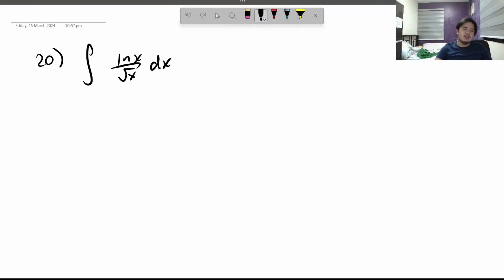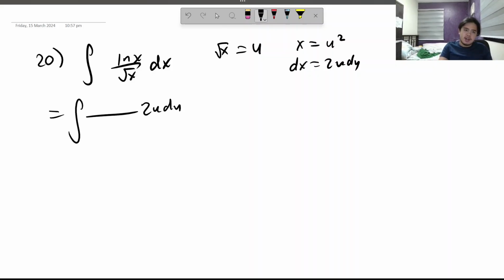So why not get it out by substituting that as u. Square root of x is equal to u. We want to isolate x here, so x equals u squared. Why? Because if you take the derivative, this becomes dx equals 2u du. So we can just replace the dx with 2u du. Put the integral sign here. Ln x becomes ln of u squared, since x is now u squared. And then square root of x becomes u. Cancel. We get 2 on the outside, and then ln u squared du.